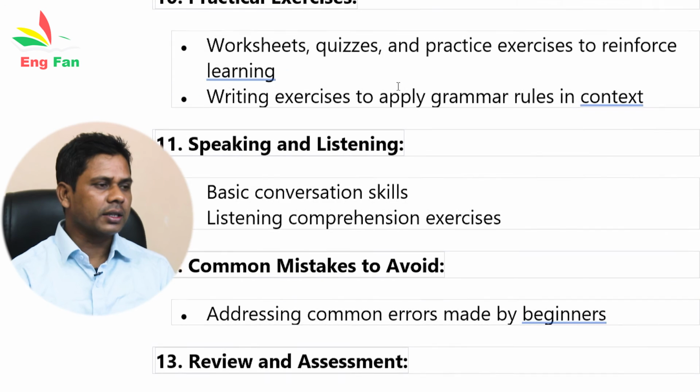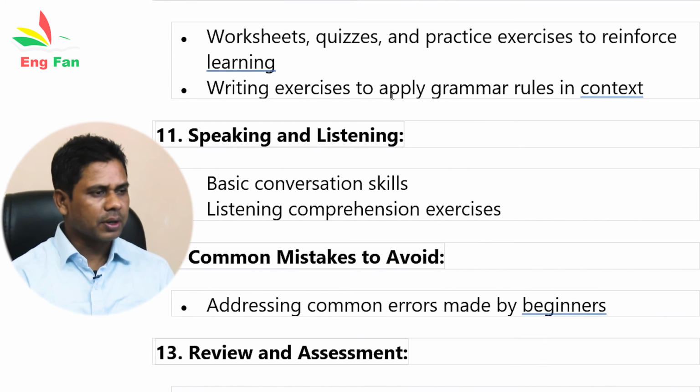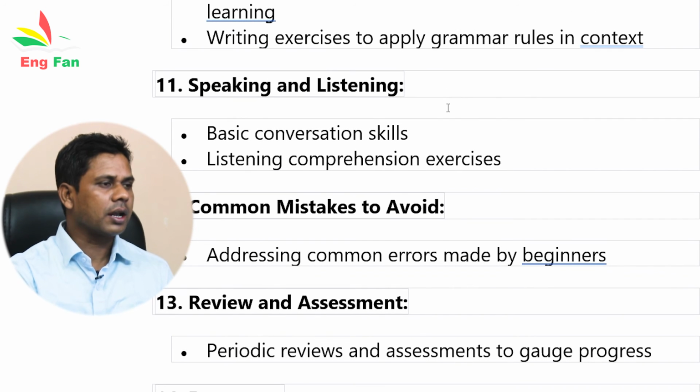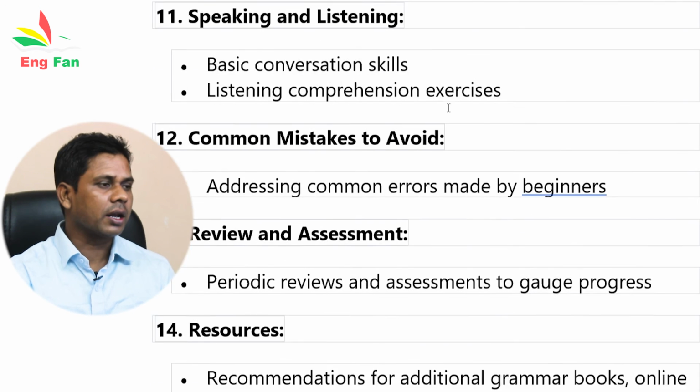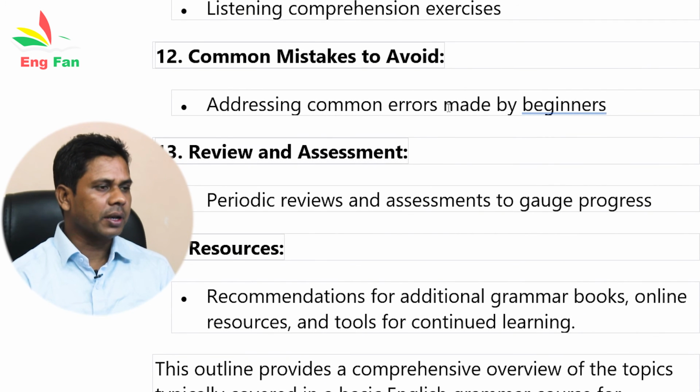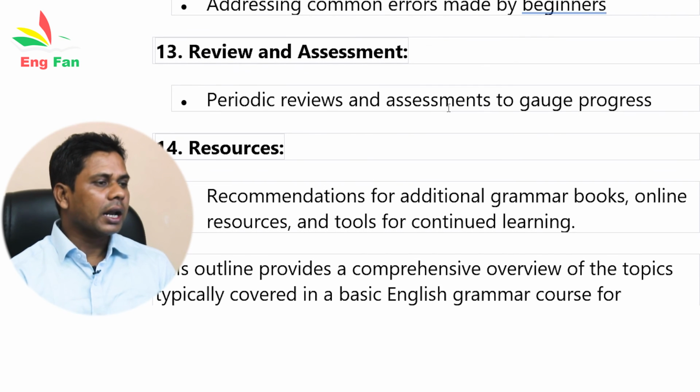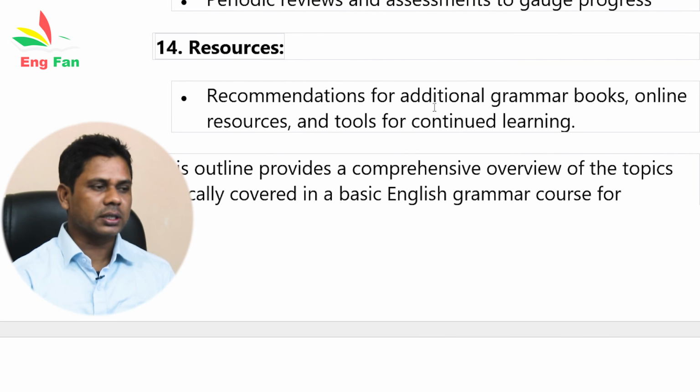Number 11 is speaking and listening: basic conversation skills, and listening comprehension exercises also. Number 12, common mistakes to avoid, addressing common errors made by beginners. Number 13, review and assessment: periodic review and assessment to gauge progress. Number 14, recommendations for additional grammar books, online resources, and tools for continuous learning.